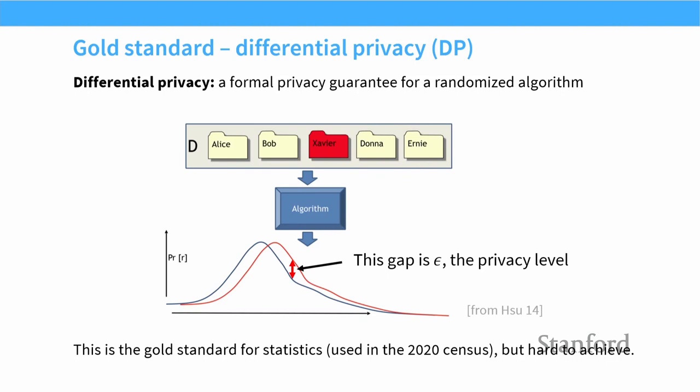Some of you may already know about this, but I'm going to give you the kids' version of differential privacy. Differential privacy is a fairly simple guarantee. It says, I have a bunch of users, which people call records in the differential privacy literature. So I have Alice, Bob, Xavier, Donna, Ernie. And my guarantee is the following.